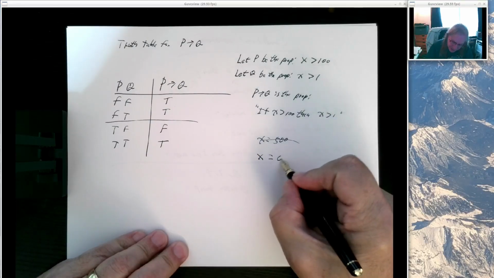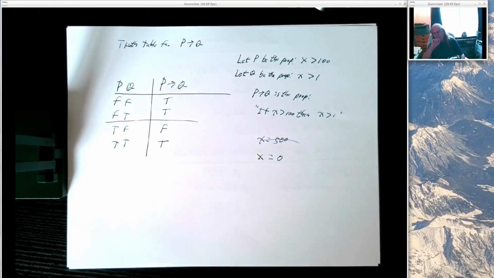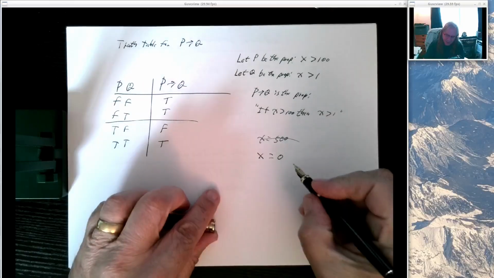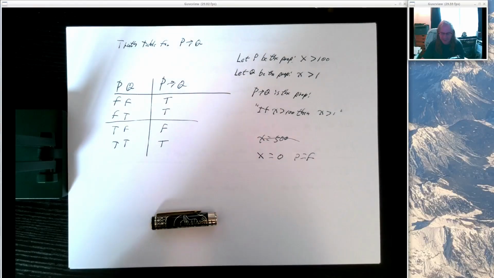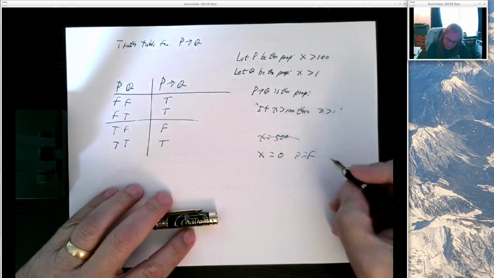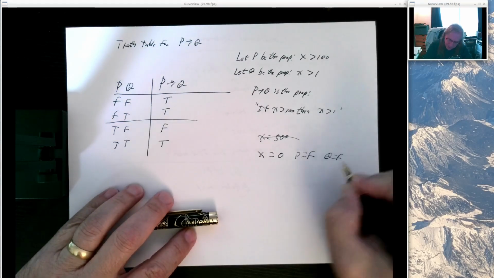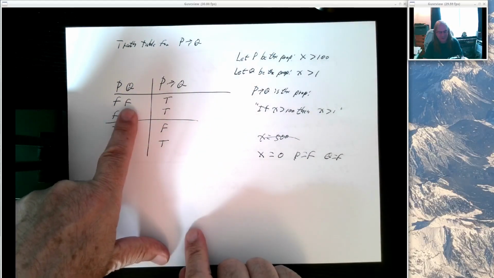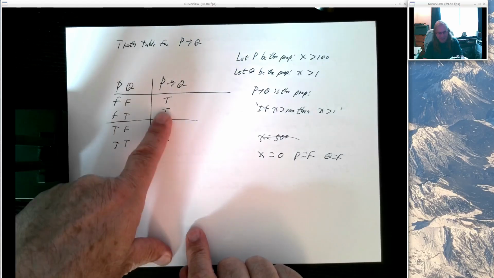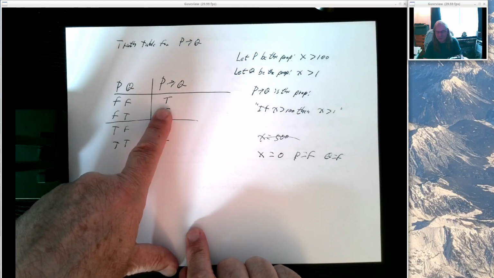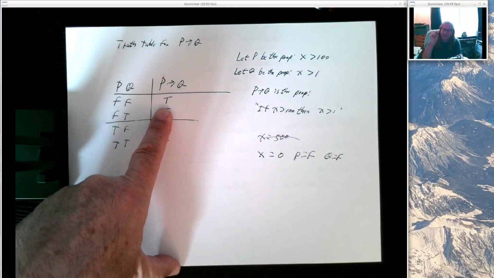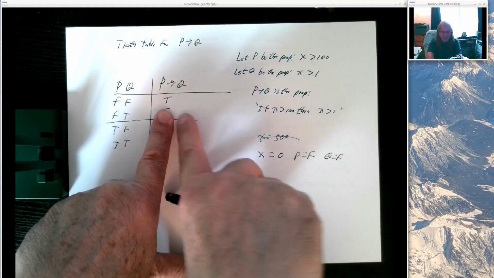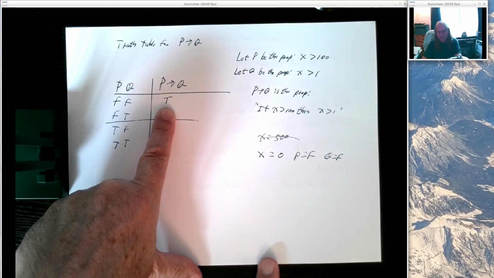Now let's pick the case x equals 0. So is 0 bigger than 100? No. So P is false. Is 0 bigger than 1? No. So Q is false. So if x is equal to 0, we are in this first row. P is false and Q is false. But that does not mean if P then Q is suddenly false. Because it's still a true statement that if x is bigger than 100, then x is bigger than 1. That is still true. So if P then Q is still true.